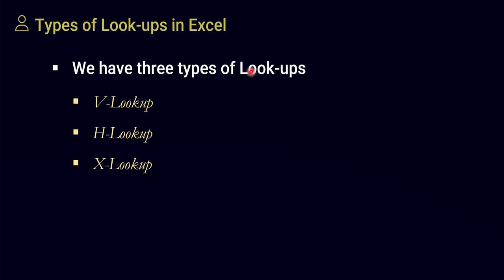Now, there are three types of lookups to be precise. We have VLOOKUP, we have HLOOKUP, and we have XLOOKUP. VLOOKUP refers to the vertical lookup. We use vertical lookup whenever we have our database in a column-based format, which means under the columns you have headings like employee ID, employee name, employee location, employee department. These are mentioned in the columns.